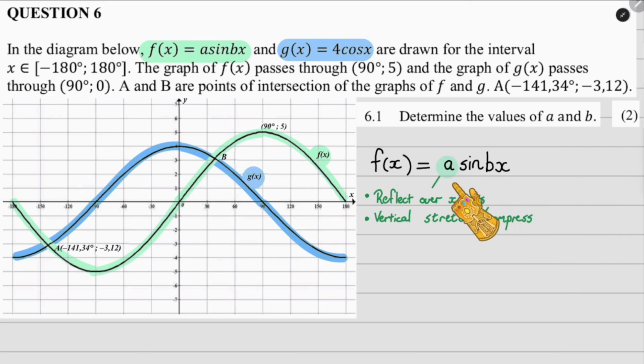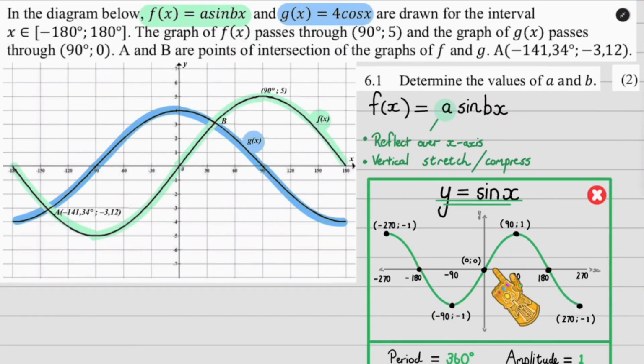So we're firstly going to have a look at a. Now a can do two things. It can reflect the graph over the x-axis, or it can vertically stretch or compress the graph. To figure out which one it's doing, or if it's doing both, we need to know what the original sine graph looks like. You've got to know this off by heart because it's not on your formula sheet. Your sine x graph has a wavy shape, and it starts at 0 and 0, and then it goes to a focal point of 90 and 1. It goes up and then down, up and then down, so it has not been reflected over the x-axis.